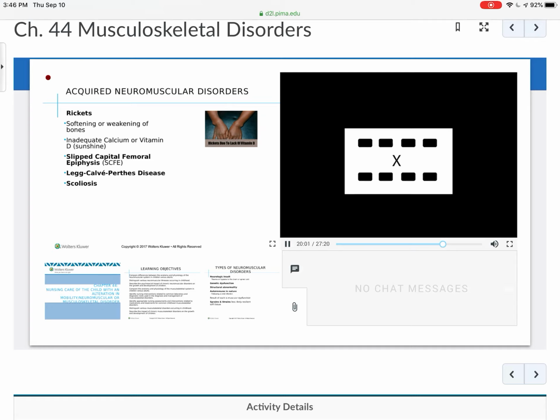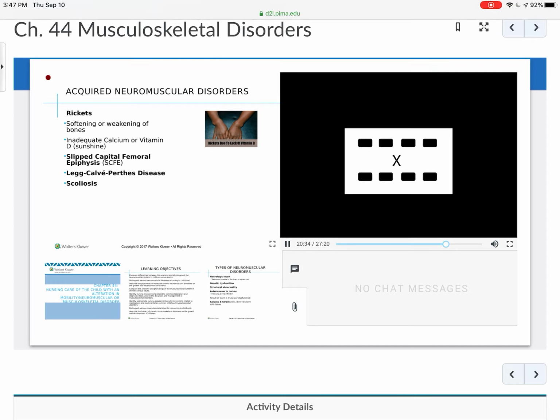SCFE, so slipped capital femoral epiphysis. We call it skiffy. It's where the femoral head dislocates. And we see this in the teenage years when they're having their growth spurts. Also, kids who are obese, the pressure on that can make it slip. See a doctor for that. They will do surgical intervention with pins and screws to put it in place. And then again, you want to get them to the highest level of functioning that they can.